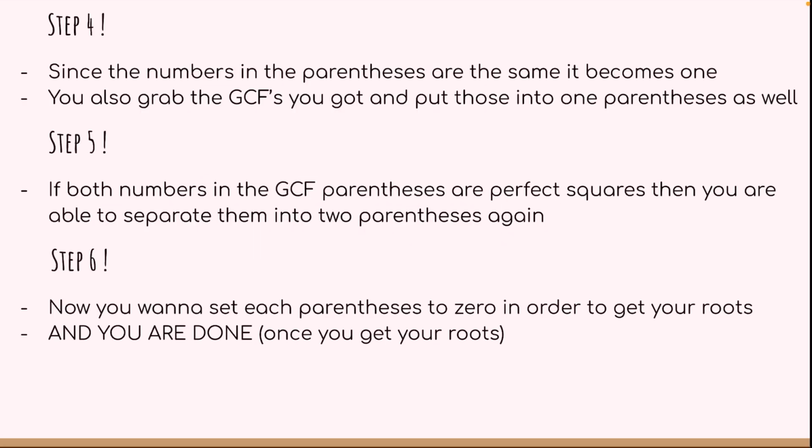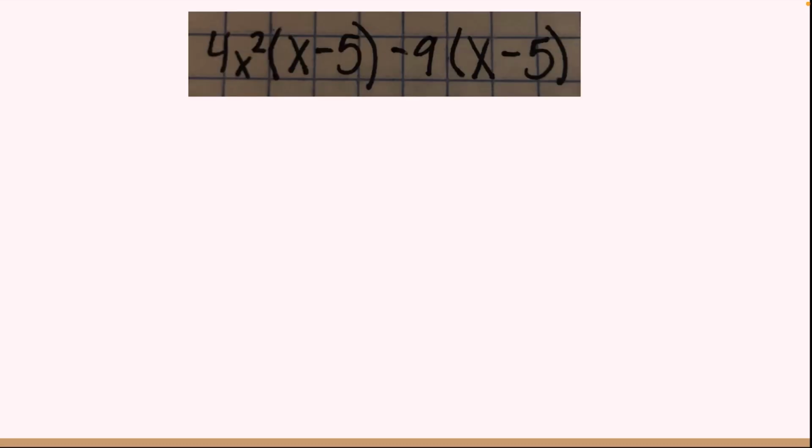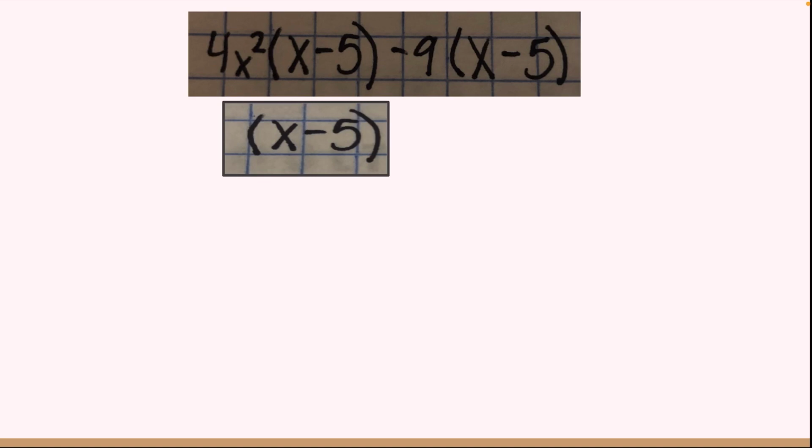In this slide are the next 3 steps we will be taking, and in the other slide we had this at the end of it. So now what we do is, since we have 2 x minus 5s, we just need one of them, so we put it to the side. And now we have to put 4x squared minus 9 into another parenthesis, which were the GCFs.